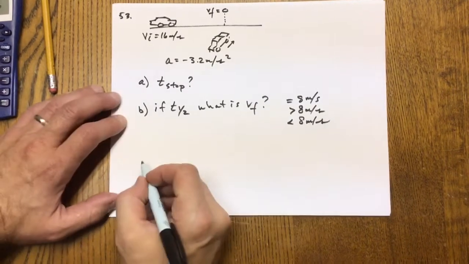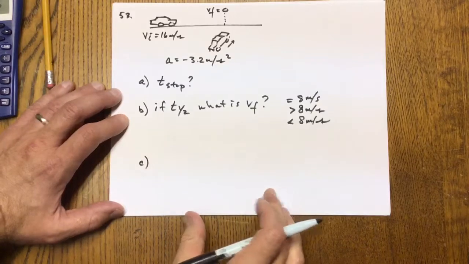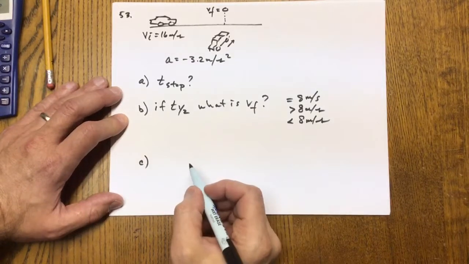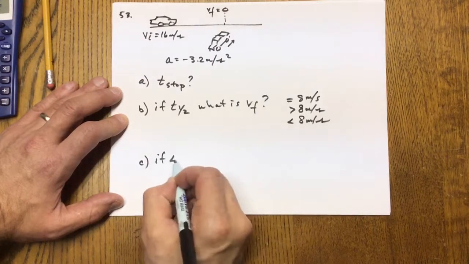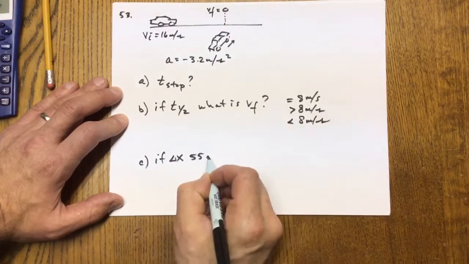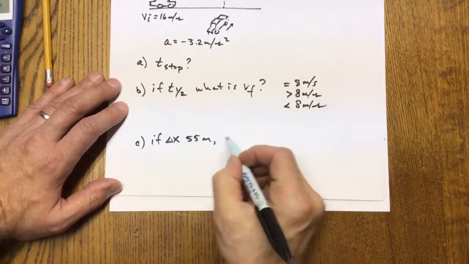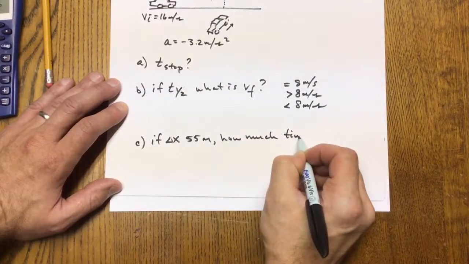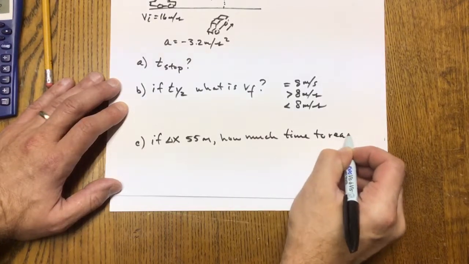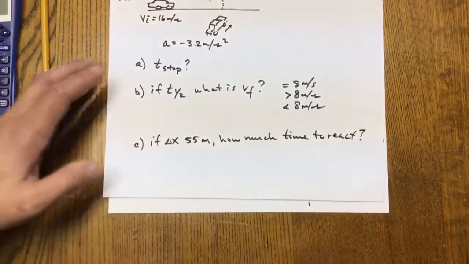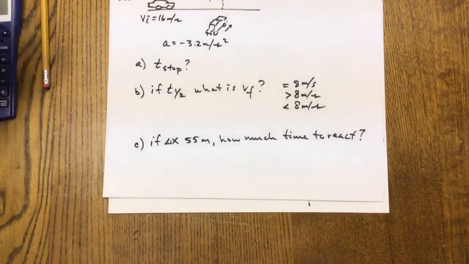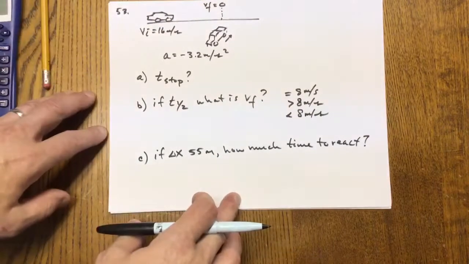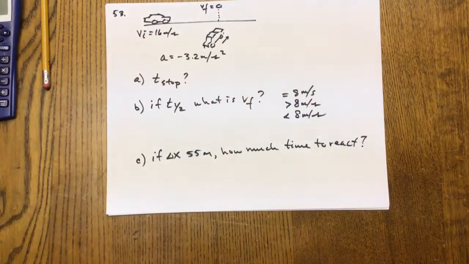And then part C gives you a little example of reaction time. So it says that if the displacement is 55 meters, okay, how much time do you have to react? In other words, how long can you wait before you press the brake? Well, I'm not going to do that in real life. I'm not going to put that to the test, but they're saying we could calculate that.